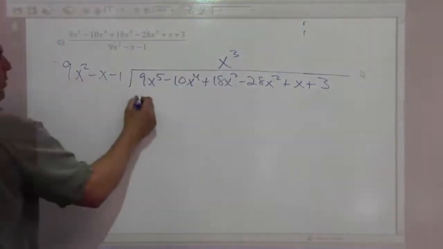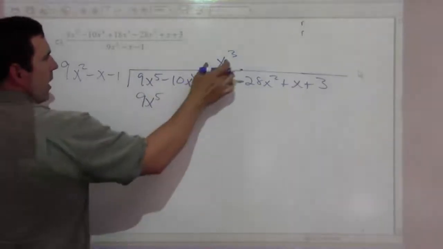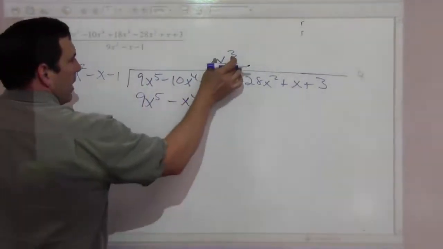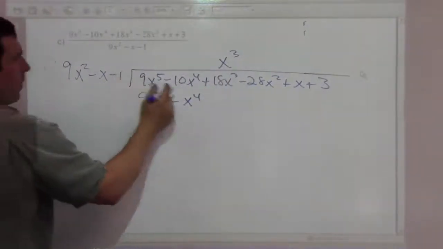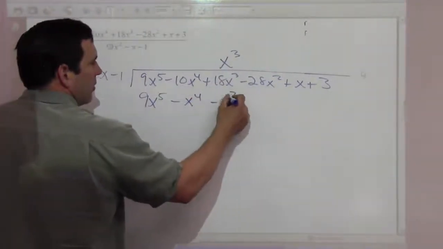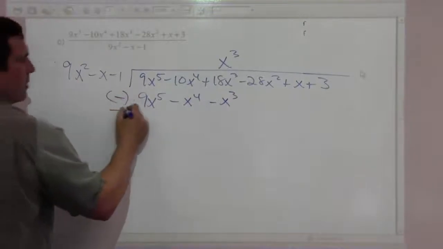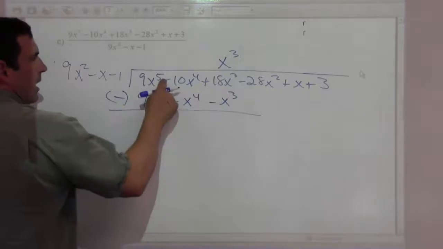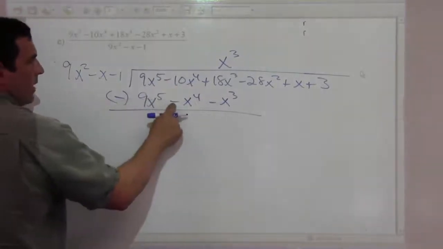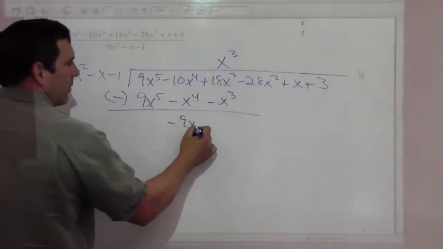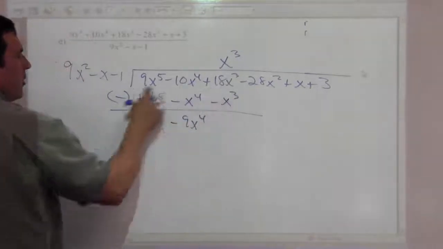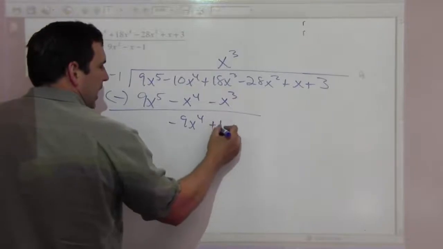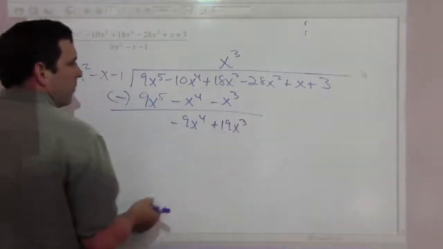X cubed times 9x squared is 9x to the fifth. X cubed times negative x is minus x to the fourth. X cubed times negative 1 is minus x cubed. We're subtracting. 9x to the fifth minus 9x to the fifth is nothing. Negative 10x to the fourth minus a negative x to the fourth is negative 9x to the fourth. 18x cubed minus a negative x cubed is plus 19x cubed.